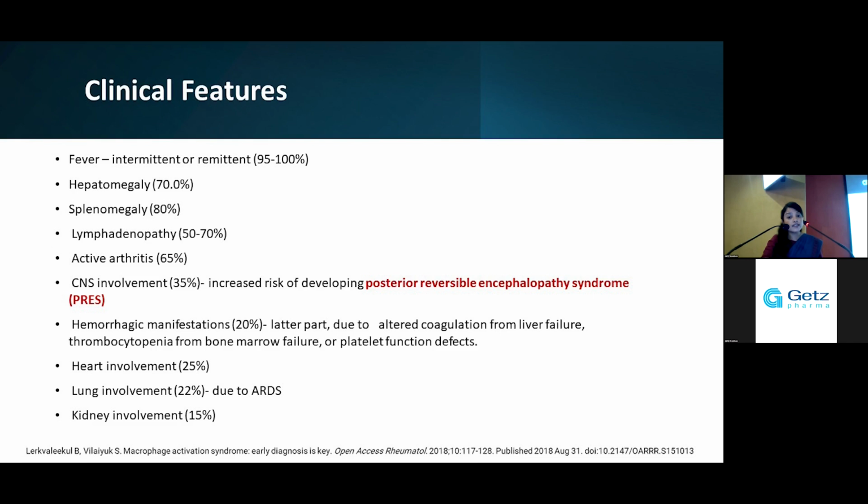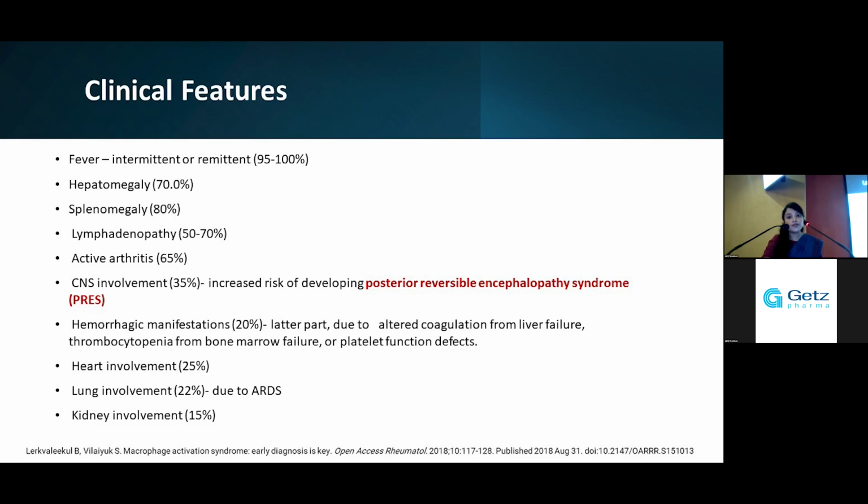There is an increased risk of developing posterior reversible encephalopathy syndrome, PRES, in these patients, as we saw in our first patient. There can be hemorrhagic manifestations in the latter part of the illness due to altered coagulation from liver failure, thrombocytopenia, or platelet function defects. Apart from that, cardiac, lung, and kidney involvement have also been reported, and these are some poor prognostic markers.